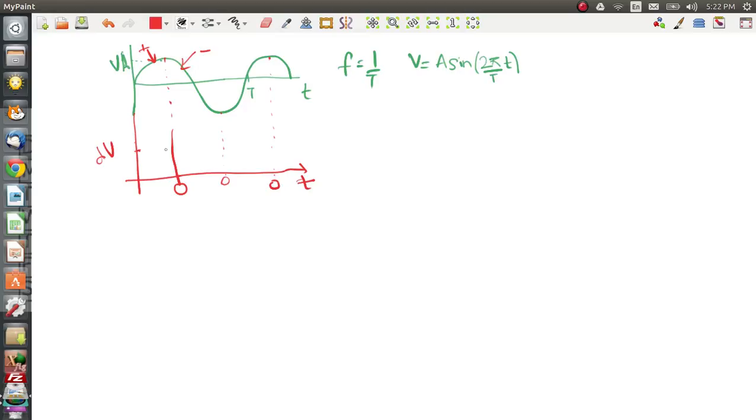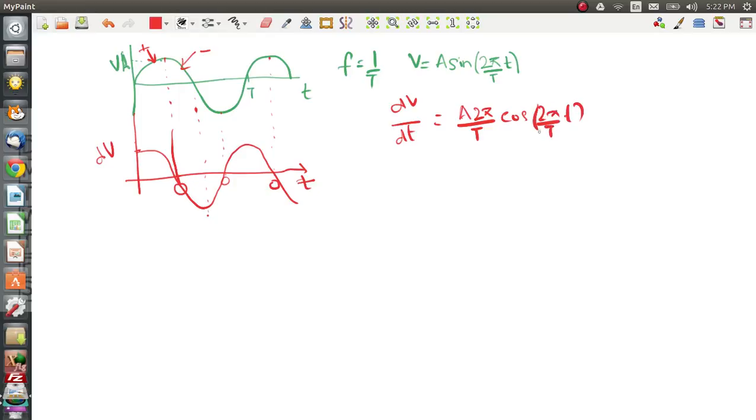So it starts here. This is where it reaches its maximum negative value. So it actually looks like a cosine waveform. For those who know, the derivative dv by dt is A into 2 pi by T into cos of 2 pi by T small t.